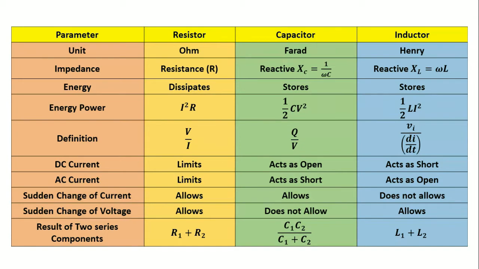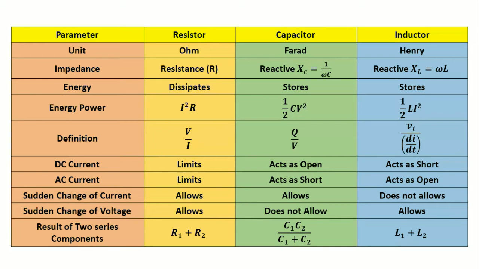Generally DC current or AC current will be limited by the resistor. That is why we call a resistor a current limiting device. But for the capacitor, for DC current it acts like an open circuit, and for AC current it acts like a short circuit. It will be quite opposite for inductor. For DC current, the inductor acts like a short circuit, and for AC current it acts like an open circuit.